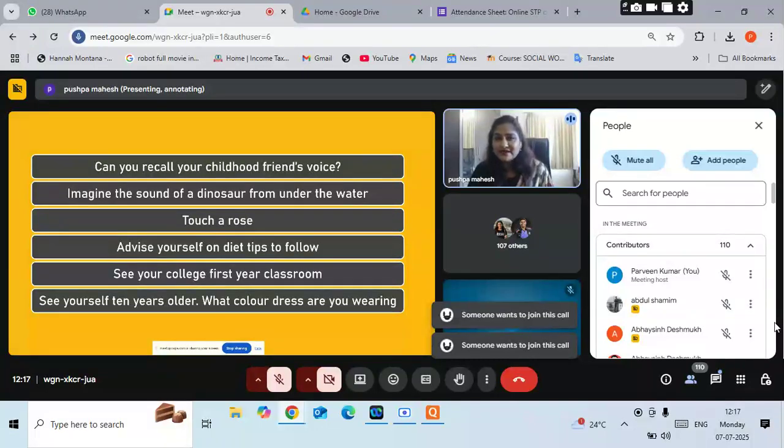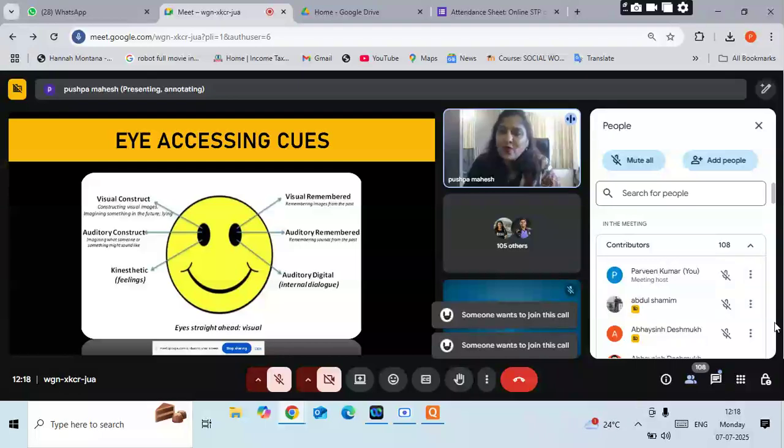I'm doing it simultaneously. And now touch a rose. Just feel it. With your eyes closed, just touch a rose. Give yourselves a diet tip to follow. First year classroom. Now see yourself 10 years older from now. Visualize yourself. What color dress are you wearing? Now open your eyes.